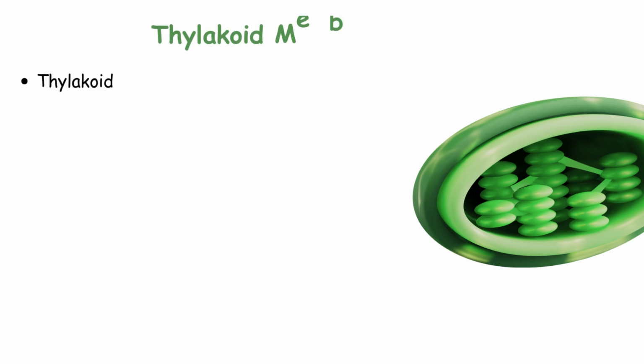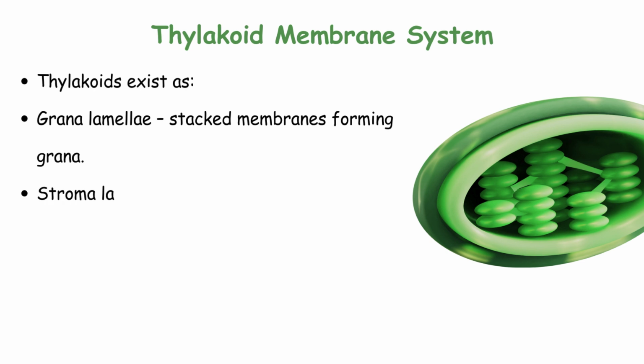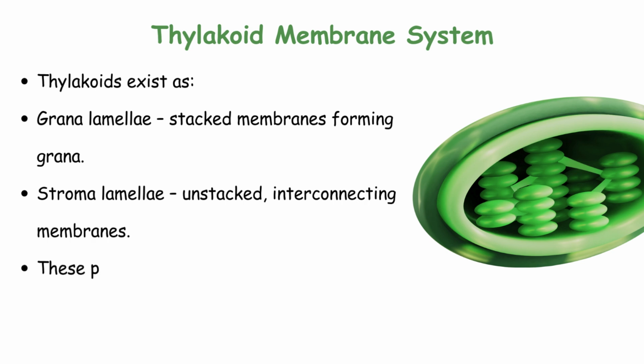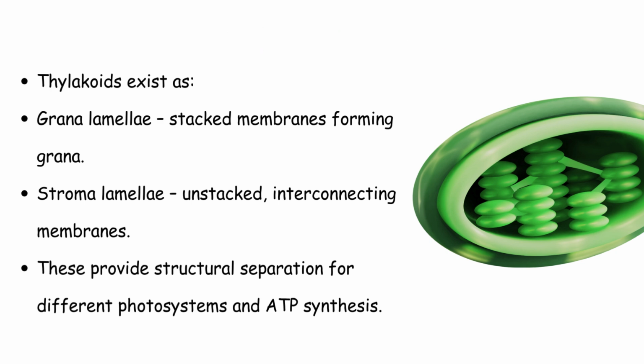Surrounding these thylakoids is the stroma, a gel-like matrix where carbon fixation reactions take place, such as the Calvin cycle. The thylakoids organize themselves into two main structures, grana lamellae, which are stacked, and stroma lamellae, which are unstacked. This architecture creates distinct zones for different parts of the photosynthetic process.